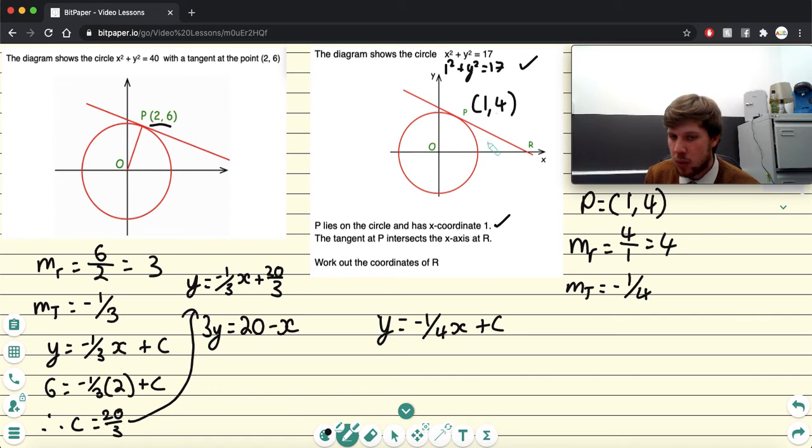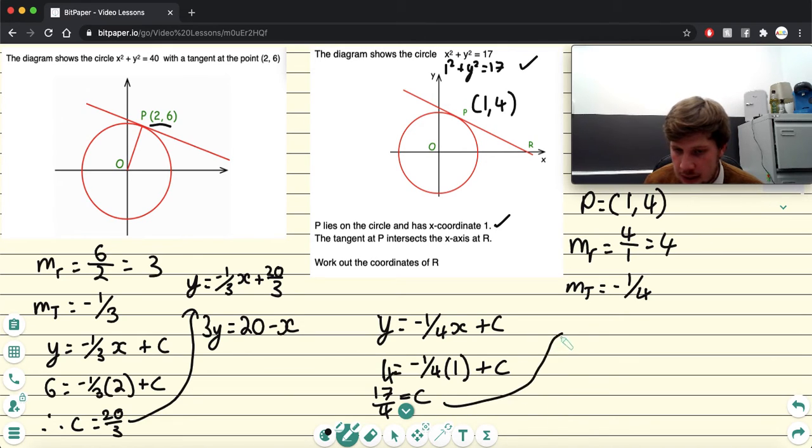and substitute in my point, (1, 4). Well, 4 is equal to negative 1 over 4 of my x coordinate, which is 1, plus c. 4 add a quarter is going to be 17 over 4, and that's going to be equal to c. So therefore, my equation of my line is y equals negative a quarter of x plus 17 over 4.